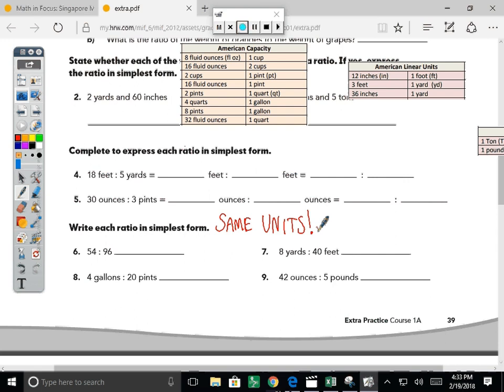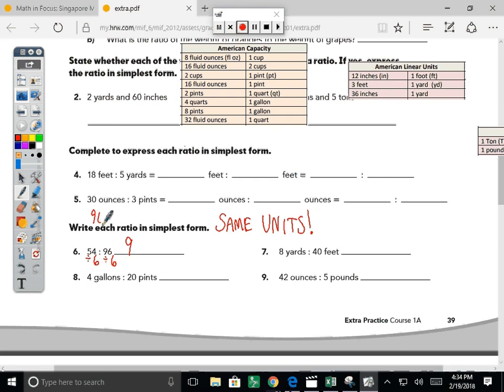Well, number 6, I don't have to worry about units, which means this 54 and 96 are ready to be simplified. What could I divide into both of these terms nicely? Well, if you check your charts, maybe moving across, let's see what we could find. Looks to me like I might be able to divide both of these by 6. I know 6 goes into 54 9 times. And I know 6 goes into 96.